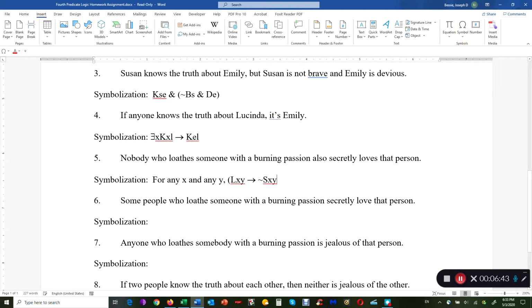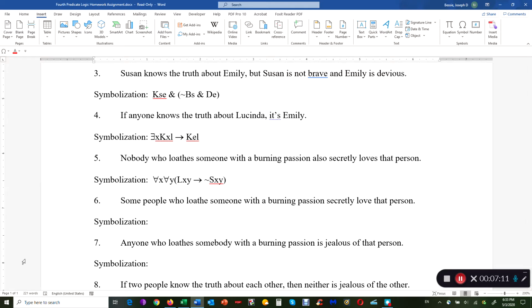Put in the parentheses. And now the "for any x and any y." "For any x" is just the upside down A, for all x. And for any y, you have to put in a quantifier for that variable as well. If you have two variables, x and y, you have two quantifiers. One quantifier for x and one quantifier for y.